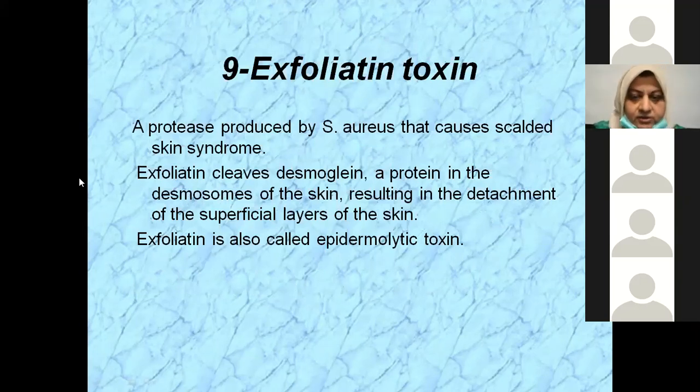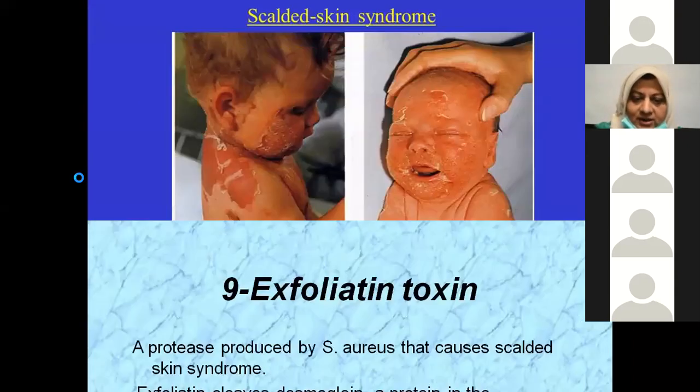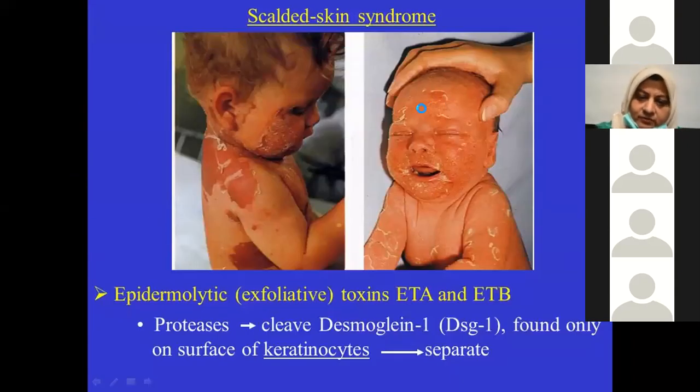Exfoliating toxin is also produced by Staphylococcus aureus, and it causes scalded skin syndrome, because this exotoxin cleaves desmoglein, which is a protein in the desmosomes of the skin. It acts on the skin and results in detachment of the superficial layer of the skin. So the skin seems as if it is burned, you see. How many various types of exotoxin actions are there?